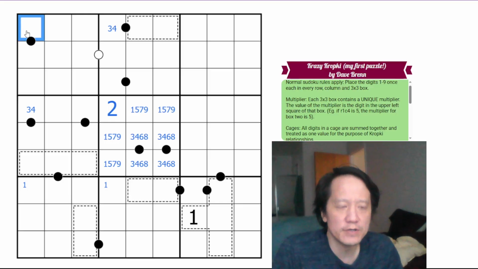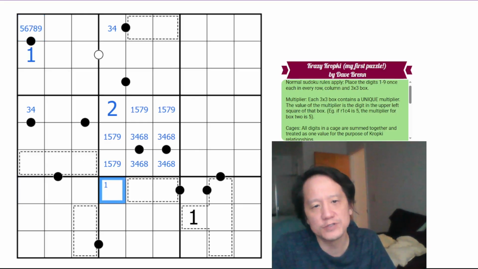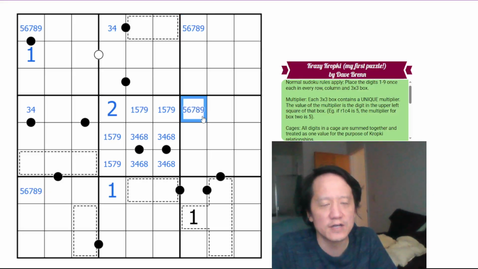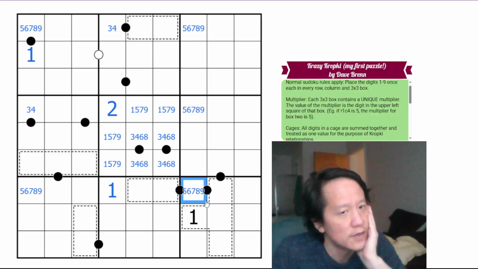This must be 5, 6, 7, 8, 9 to 1. So this is a 1 here, and this is 5, 6, 7, 8, and 9 with it. This therefore can't be 1, so this must be a 1 here. This is then in a ratio of 5, 6, 7, 8, 9. These are 5, 6, 7, 8, 9 here. And this is 5, 6, 7, 8, or 9.